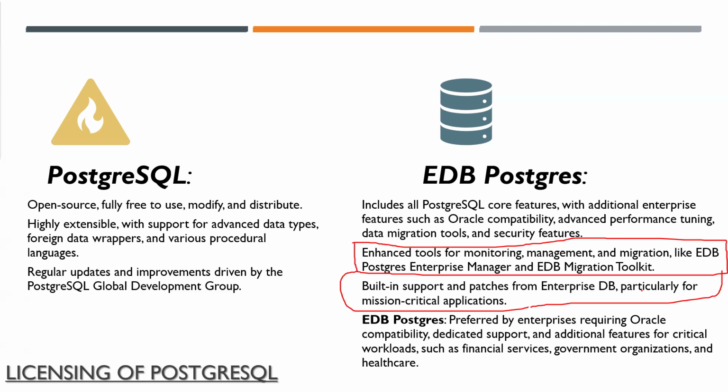And mostly EDB PostgreSQL is working for financial services, government organizations, and healthcare. In all the critical environments you can use PostgreSQL or EDB PostgreSQL. Even open source is also fine, sir. But when you go for a license, you will get some additional flexibility compared with the open source. These are some advantages you get when you go for EDB PostgreSQL. Clear, everyone?